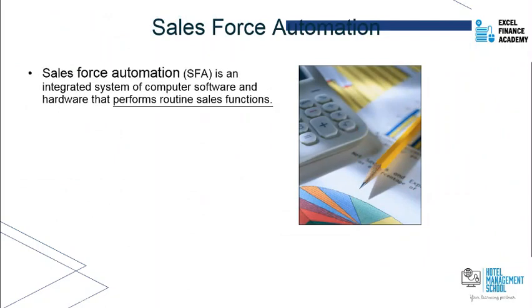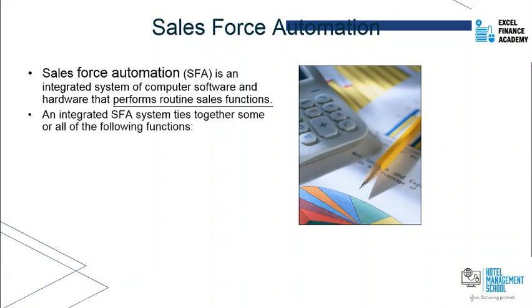SFA, Salesforce Automation System, is the computer hardware and software that supports the sales performance system. So they do the following. They prepare the expense reports. At the moment, maybe I don't know how you prepare an expense report in Excel. So you can buy a Salesforce automation system where you will do the expense reports.